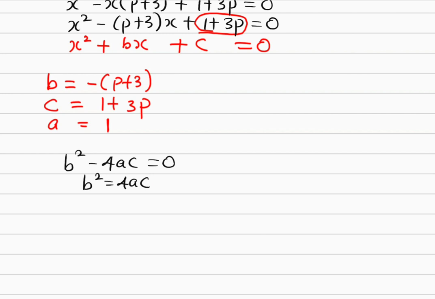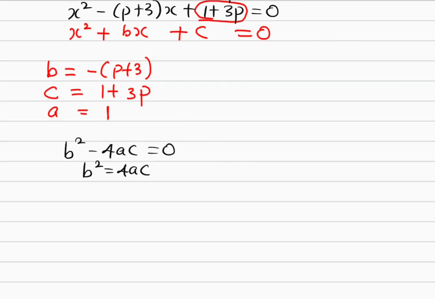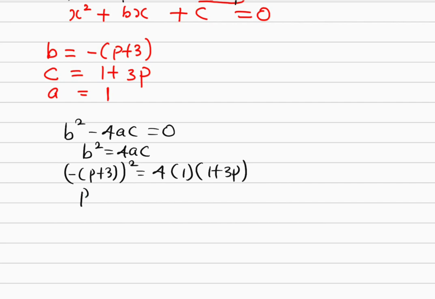So I'll substitute for b, a and c. And b now becomes minus into p plus 3, all squared, is equal to 4. A is 1 and c is 1 plus 3p. Once I square it, I'm going to have p plus 3 all squared. Now once a negative is squared, it turns positive. That is why you see the negative is no longer there. So we have 4 into 1 plus 3p.